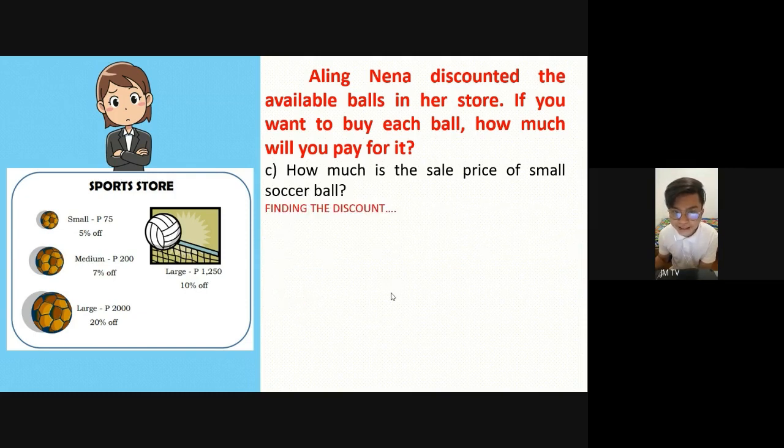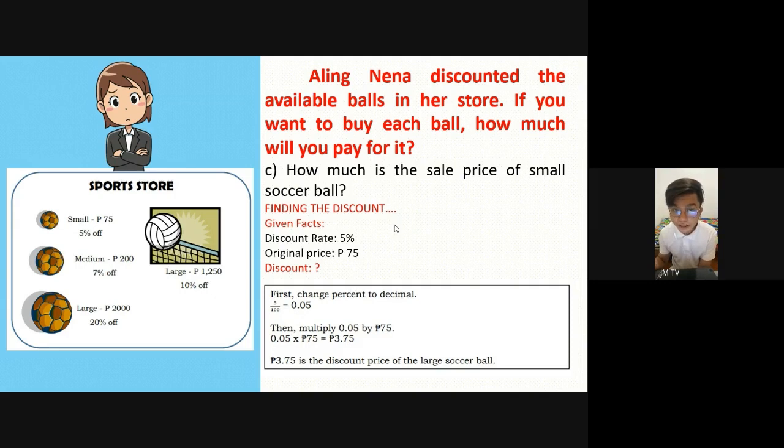So, in finding the discount, again, the formula of the discount kanina yan, convert lang natin ang ating percent to decimal. So, that's gonna be 5% is equals to 0.05. Then, multiply natin 0.05 by 75 pesos. 0.05 times 75 is equals to 3.75 pesos. Therefore, 3.75 is the discounted price of the large soccer ball.